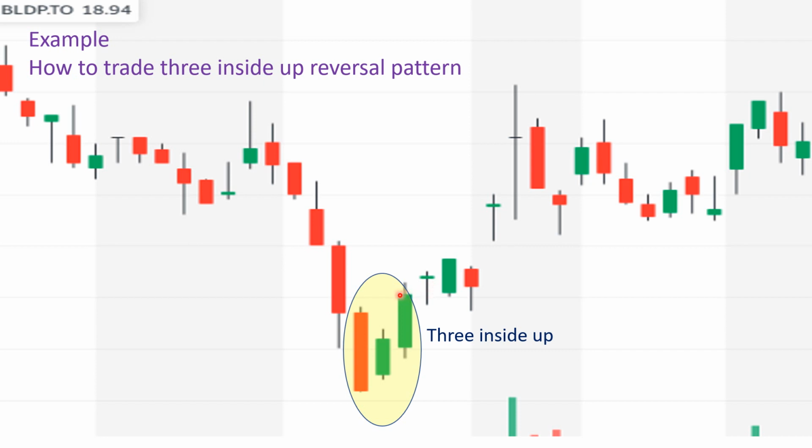rises above the close price of this bullish candle, and you put your stop loss maybe 1 or 2 ATR below the low of this pattern. And you see after that the trend is going upward strongly. So that's how you trade the three inside up reversal pattern.